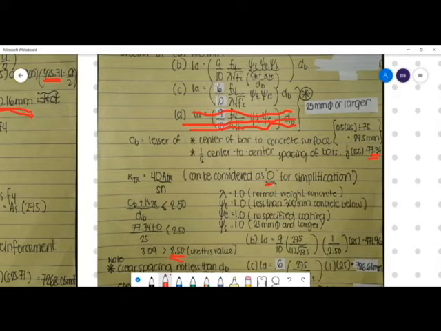Okay. Next, what are the values for lambda, psi sub t, psi sub e, and psi sub s? Here are the values from the table written on the code. Lambda is 1.0 since normal weight concrete. Psi sub t is equal to 1 again, less than 300 millimeter concrete. Psi sub e is equal to 1, no specified epoxy coating. Psi sub s is equal to 1.0 for 25 millimeter diameter and larger.